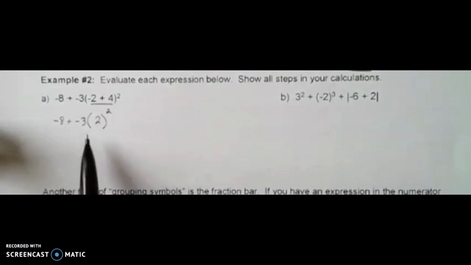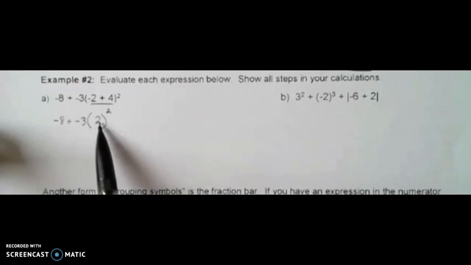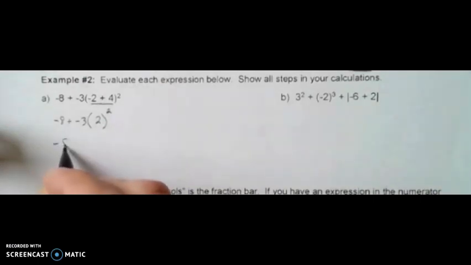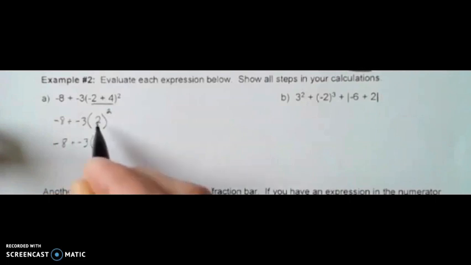Okay, now this parentheses here, these are grouping symbols, but there's no operation in the grouping symbols. So we're going to move on to the next step, which is exponents. And this right here says to do 2 to the second power. So again, I'm going to bring everything else down, -8 plus -3 times, if you do 2 to the second power, 2 times 2, that gives you 4.